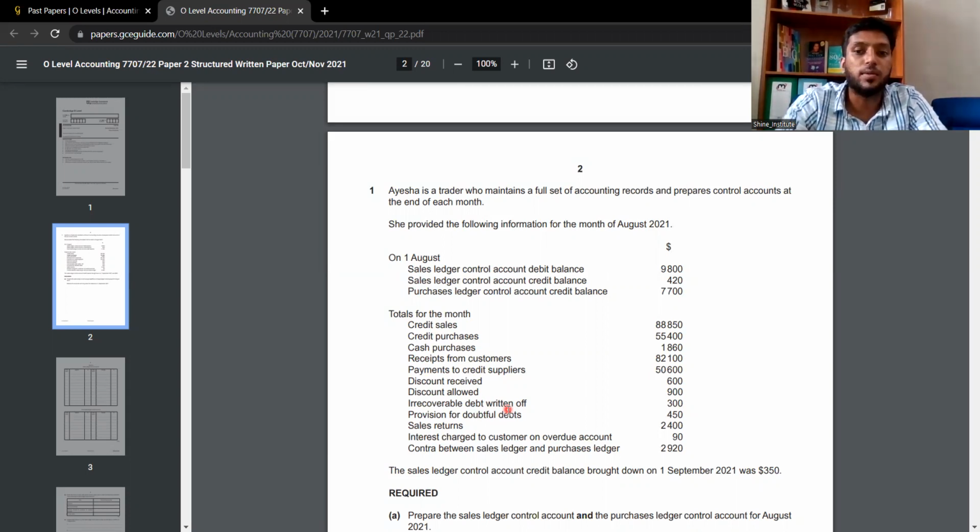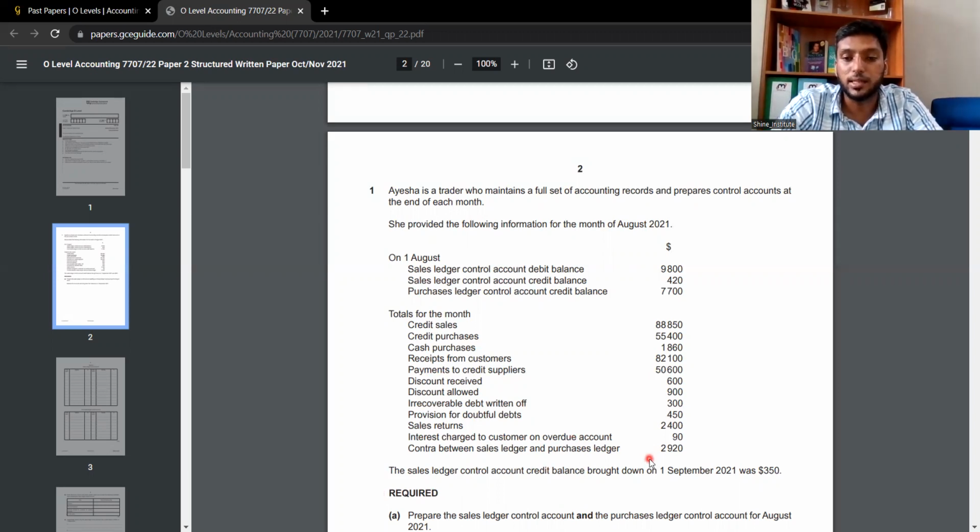So the totals for the month they have given: credit sales 88,850, credit purchases 55,400, cash purchases 8,860, receipts from customers 82,100, payments to credit suppliers 50,600. Discount received 600, discount allowed 900. Irrecoverable debt is also known as bad debts, so they mean bad debts written off, which is 300. Provision for doubtful debts 450. Sales returns 2,400. Interest charged to customers on overdue account 90.